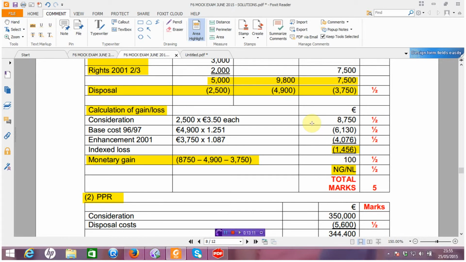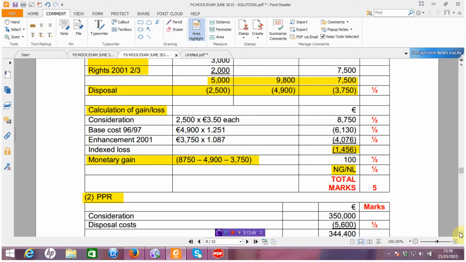So just watch out for that appearing at least once in your F6 exam. This idea that the enhancement has actually created a loss, which it can't do. And you'll see here that they note that there is in fact a monetary gain, simply based on the difference between the monetary figures. In other words, the proceeds, the unindexed cost, and the unindexed enhancement. Okay, so in this particular case, if we do get an index loss based on indexation relief and we had a monetary gain, it has to be NGNL, no gain, no loss. Okay, so good marks there for being able to spot that.